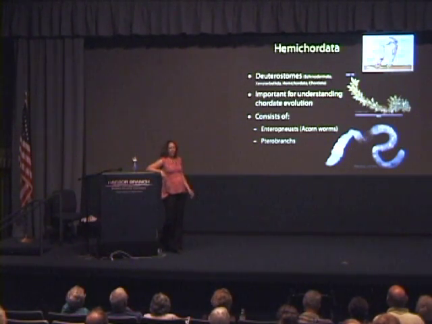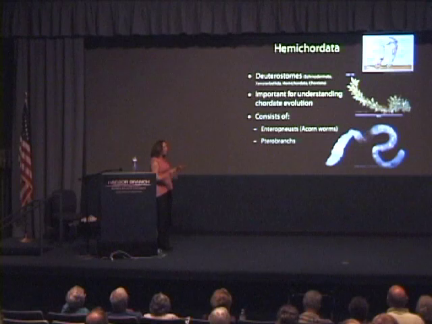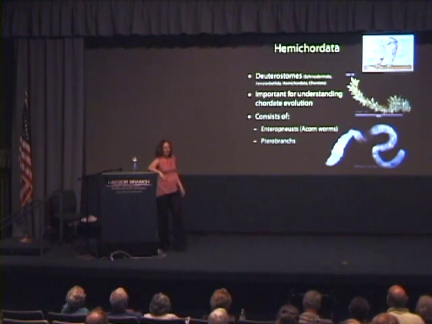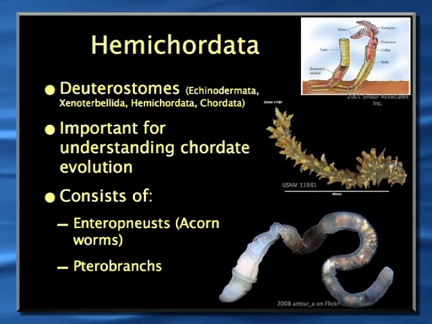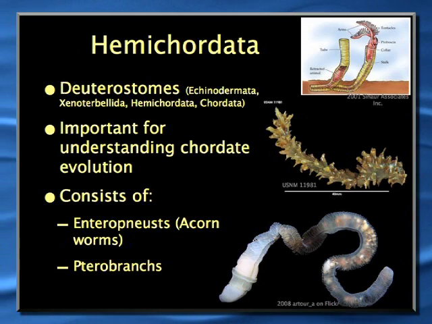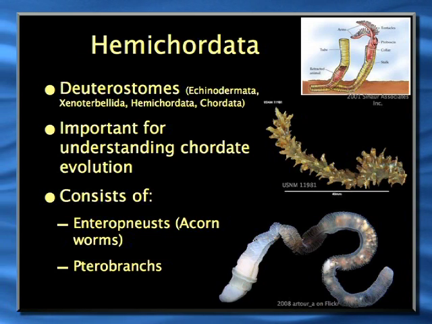So that's how I got involved with the acorn worm project, even though they're variably benthic and just starting to make that transition into the water column. Acorn worms belong to the phylum Hemichordata. Hemichordates are deuterostomes along with echinoderms, or sea urchins and sea stars and things, funny little worms called xenoturbella, hemichordates and chordates. So they all belong in the single group called the deuterostomes.